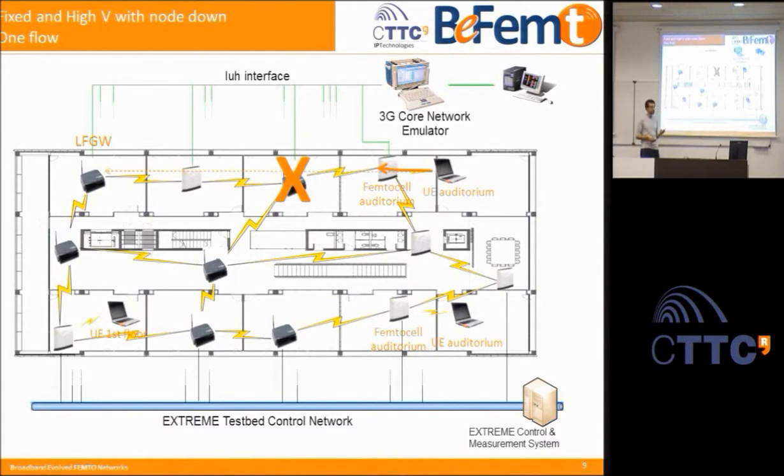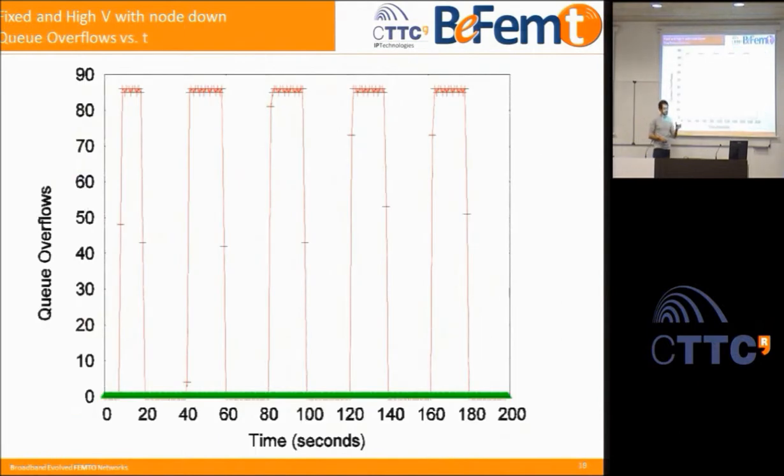And what will happen, what you will see in real time, but I'm explaining a bit before Jose shows you the operation in real time, is that every 20 seconds we are switching this node on and off. And what we are presenting here is the evolution that you will see over time. Off, in this case, the queue overflows.